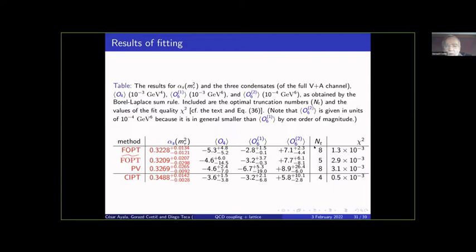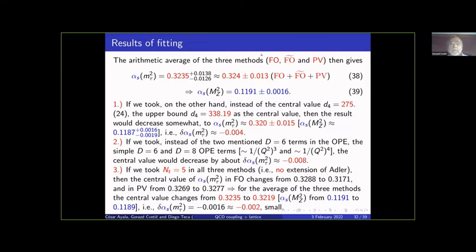Now if we average fixed order tilde and PV, we get this value for alpha S, with uncertainty mostly dominated by theoretical values, and alpha S at MZ is this value. If we took, on the other hand, instead of D4 this higher value at the higher edge, about 60 larger, we would get here a smaller value of alpha S at M tau squared, and roughly alpha S at MZ would also go down by 4 units.